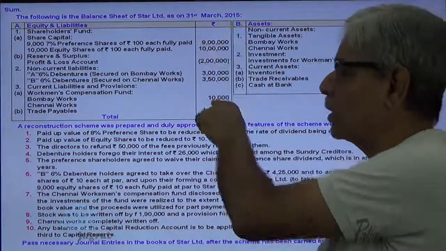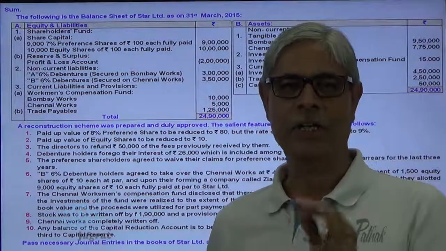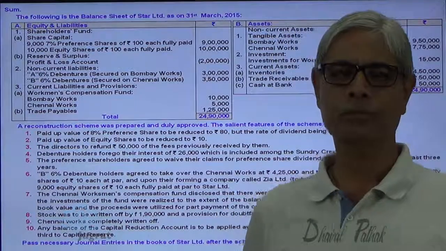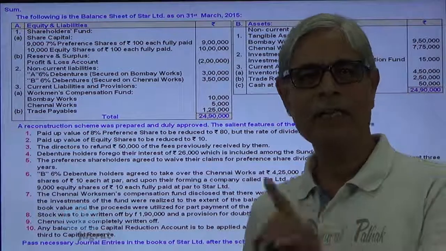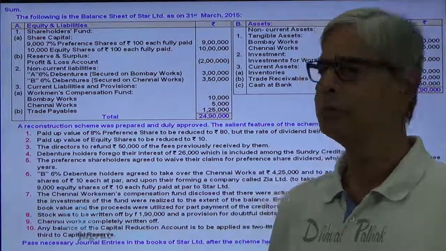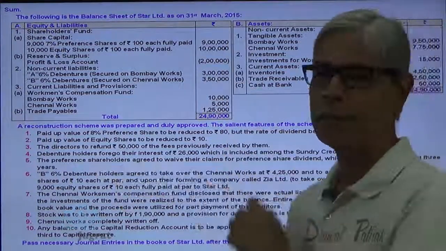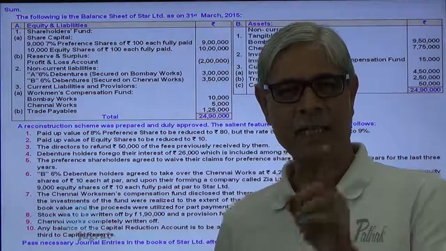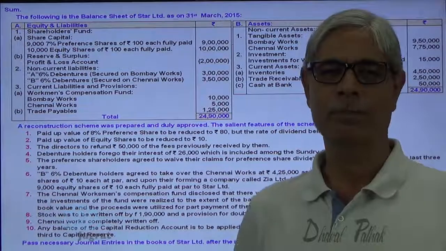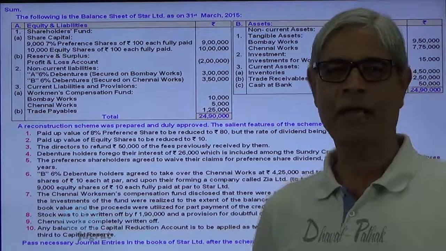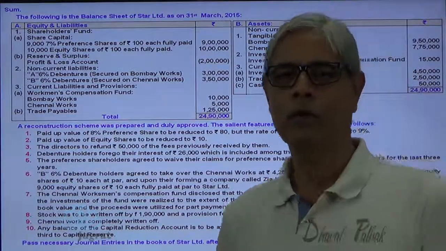Because if the liability is already there on the liability side of the balance sheet and if it is foregone, it is identified as a gain and credited to the capital reduction account. But an unrecorded liability, just like preferential dividend arrears, is not on the face of the balance sheet. So when an unrecorded liability is foregone, no entry could be recorded.